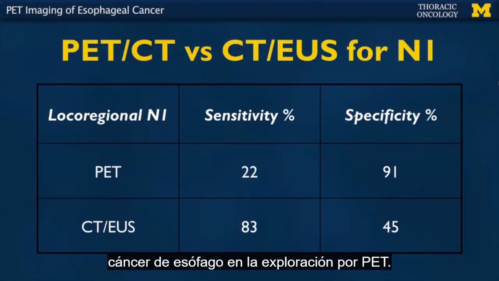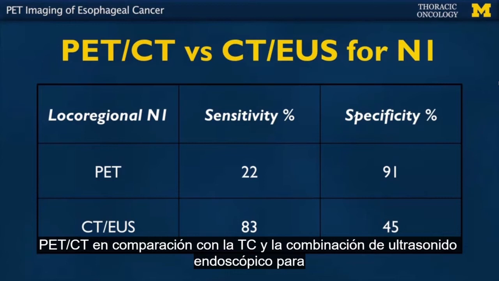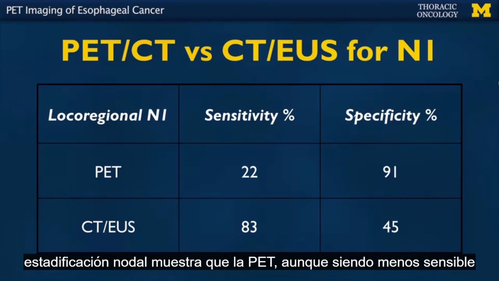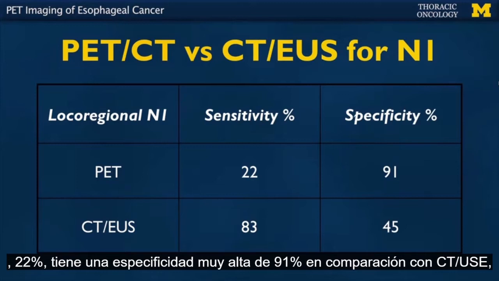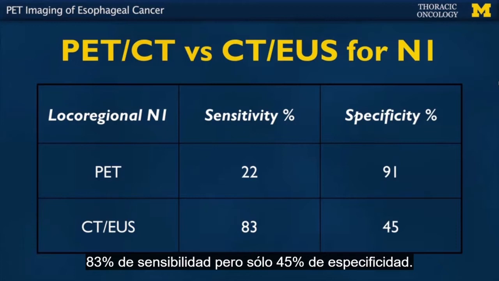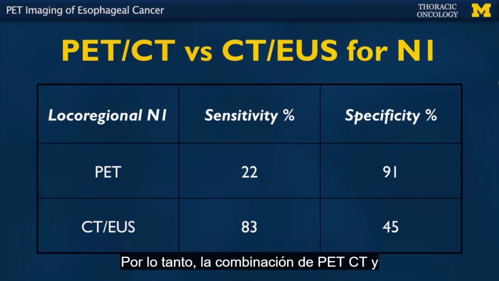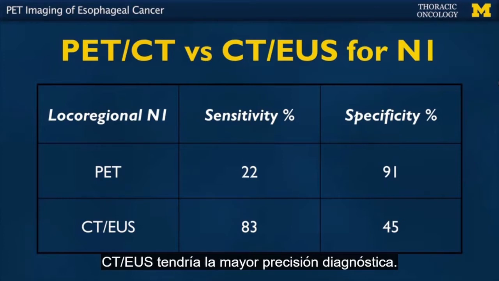PET-CT compared to CT and endoscopic ultrasound combination for nodal staging shows that PET, although being less sensitive, 22%, has a very high specificity of 91% compared to CT/EUS, 83% sensitivity but only 45% specificity. Therefore, the combination of PET-CT and CT/EUS would have the highest diagnostic accuracy.